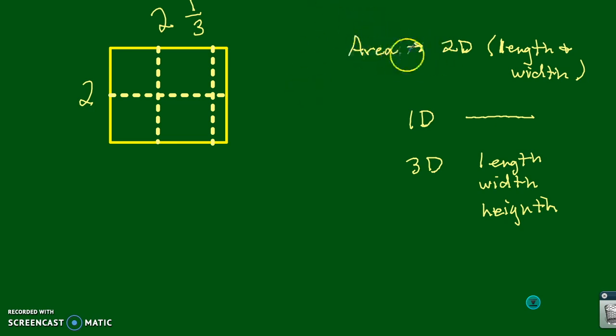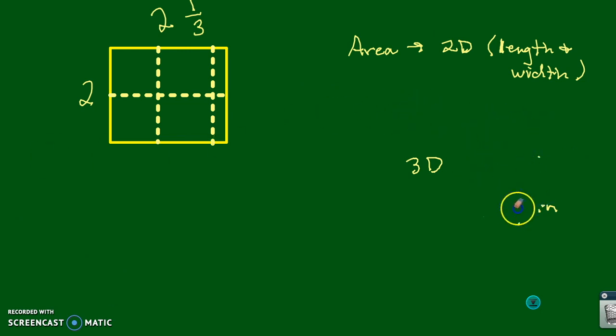So anytime we're talking about two dimensions, we're going to be talking about squares. And that can be written in a couple of different ways. So we could go units squared, or we could write square units.